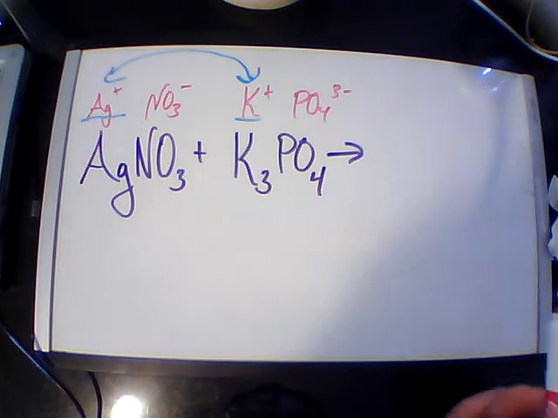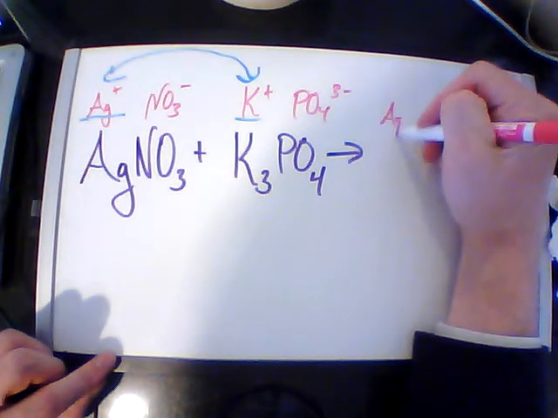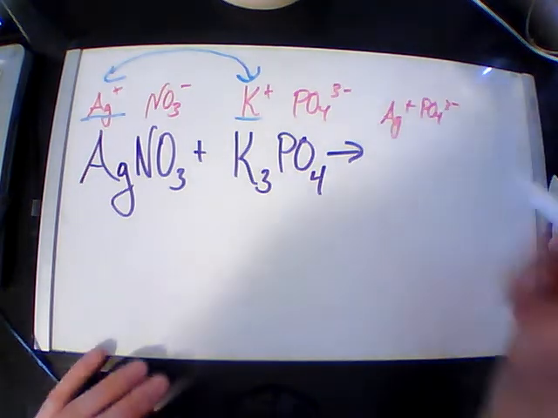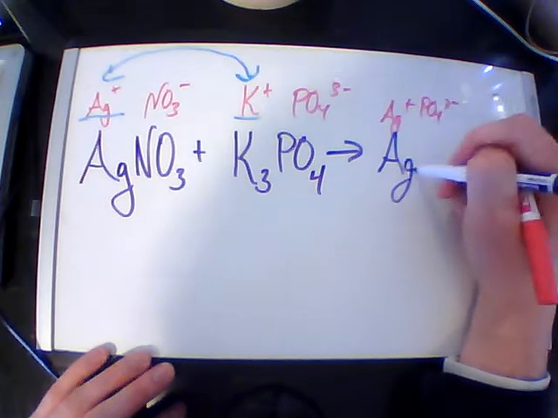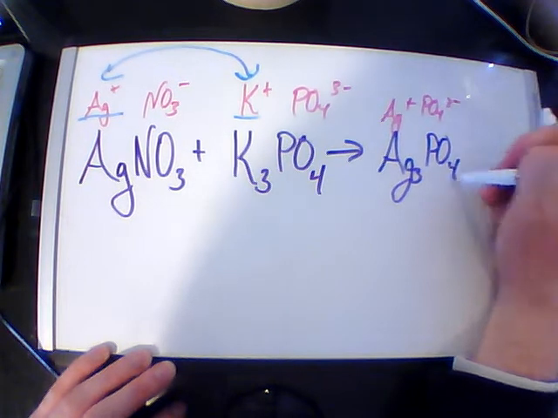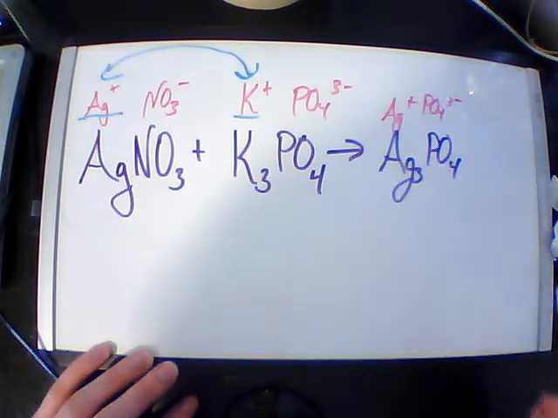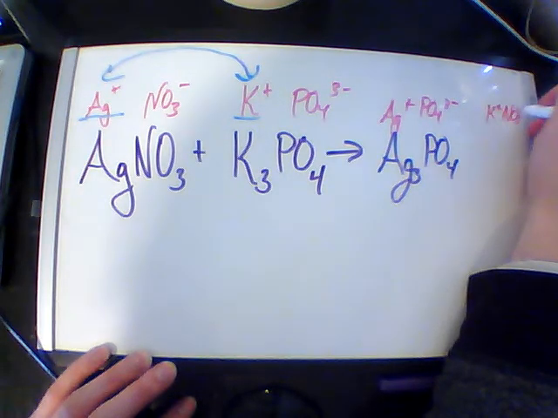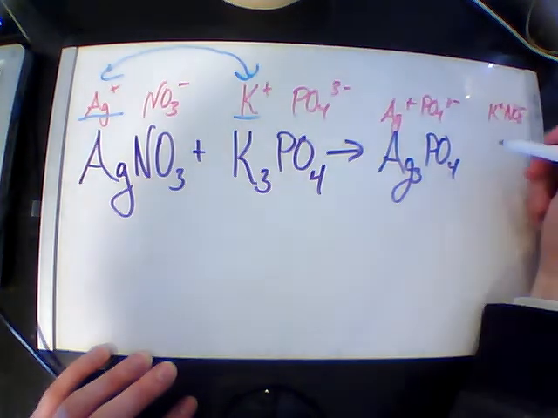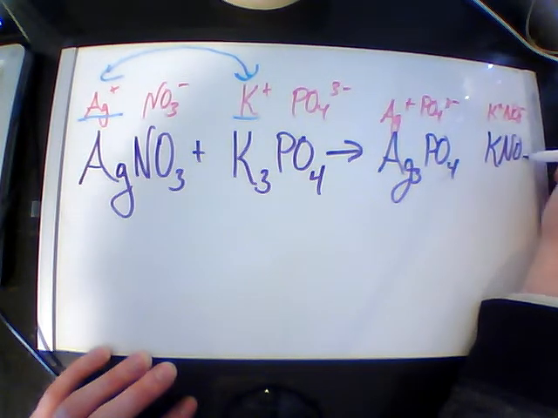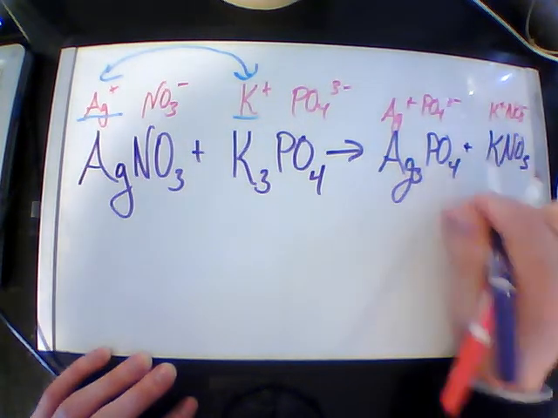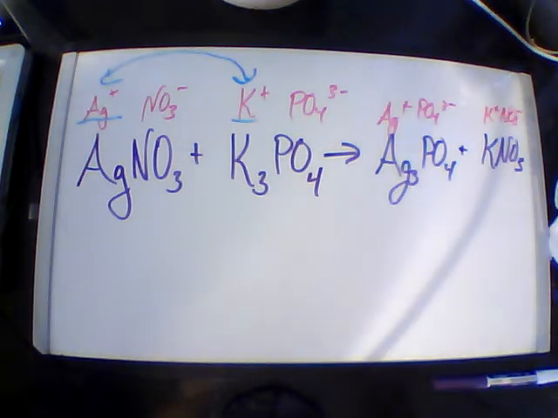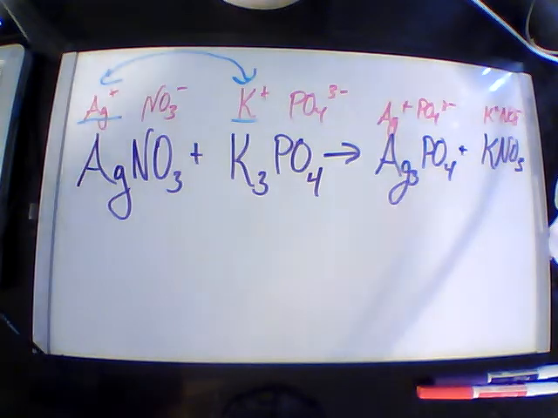So I end up with my Ag+ bonded to my PO4 3-, which gives me a formula, Ag3PO4. And then my K+ ends up bonded to my NO3-, and I get KNO3. Now, those are the formulas of my products. Those are determined by those charges, not by anything else. Now, it's time to balance.